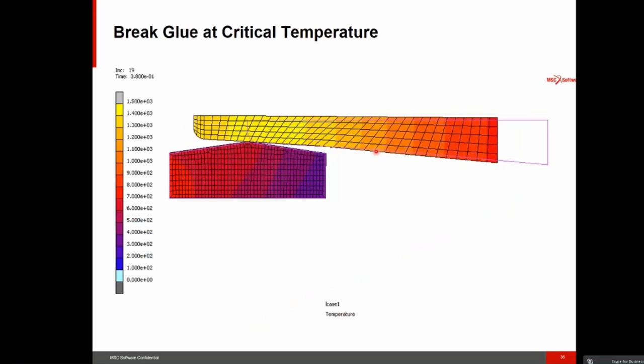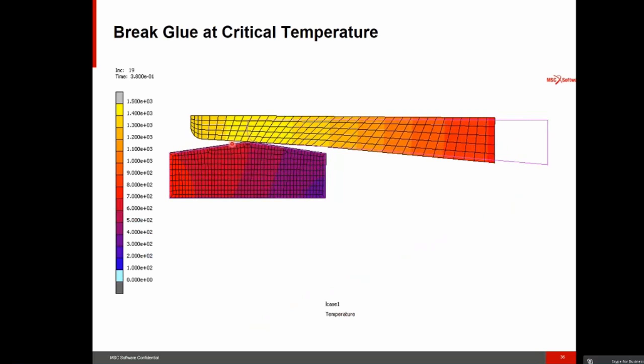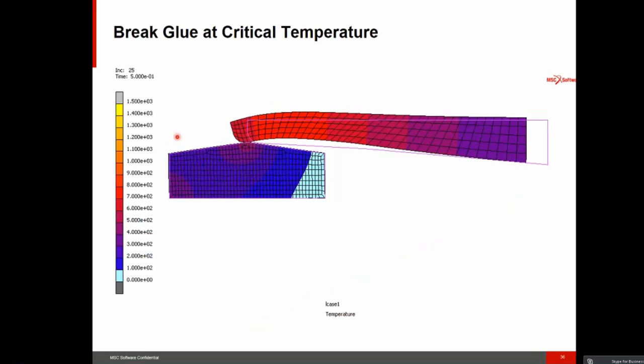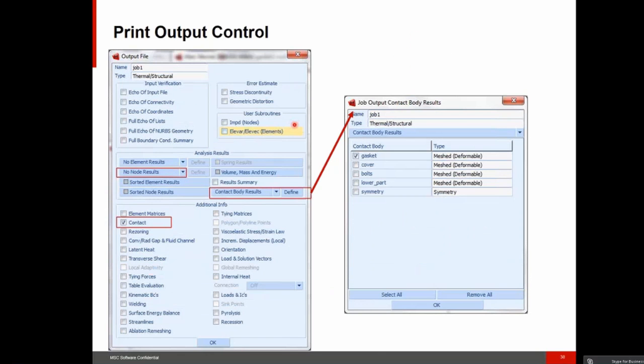So here's an example where I have these two pieces. They were initially glued, and this very tip gets very hot, and then effectively it breaks away when it hits the threshold temperature of 1500 degrees. So it's easy to do from an input perspective. Effectively on your interaction menus, you'll see things that say, okay, when should I be bonding? Should I bond above a temperature or below a temperature? What is the temperature? When should I be breaking? Should I break when I'm above a temperature or below a temperature, and what temperature?